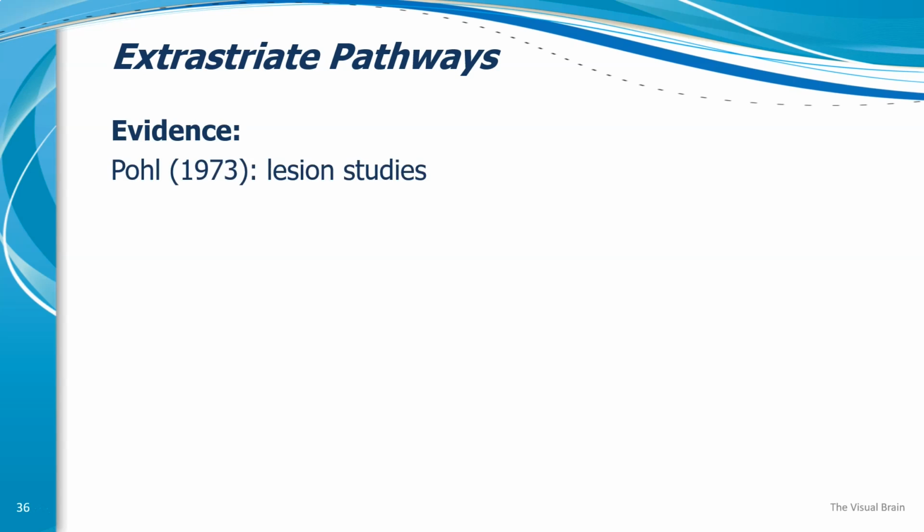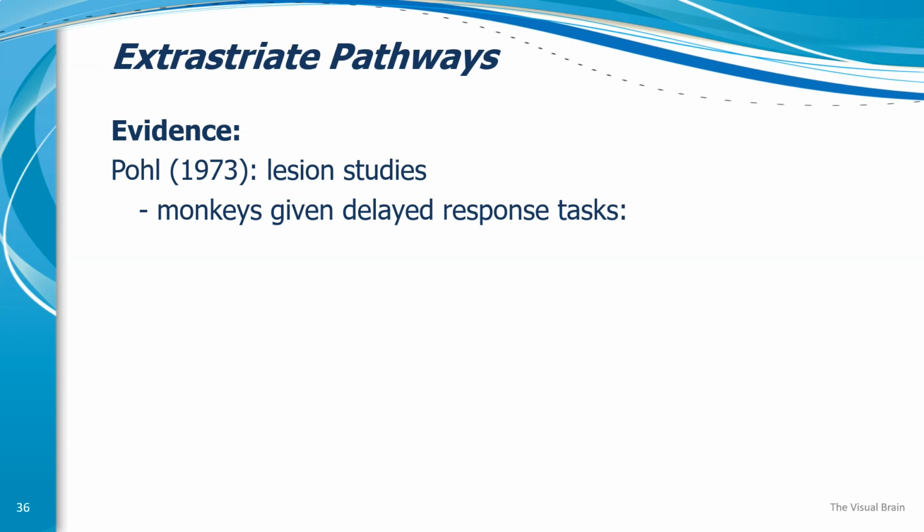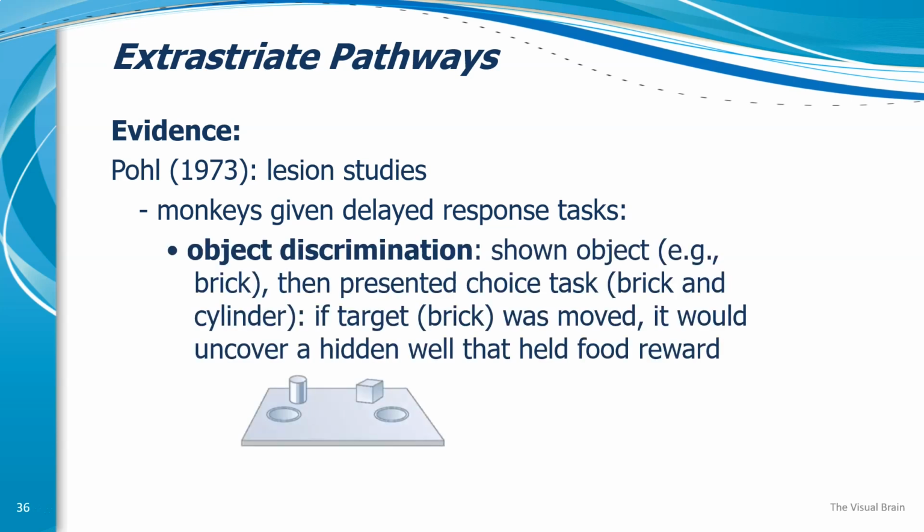Some of the best evidence dated back to 1973 and lesion studies, which means, yes, cutting out or disconnecting certain parts of the brain. And this was performed in monkeys. Yeah, animals are not treated greatly in research and perception, are they? Now, monkeys were given a couple of delayed response tasks. The monkeys were kind of hungry, so food is a good motivator. One task is called object discrimination. First, the monkey would be shown an object like a brick or a little cube.